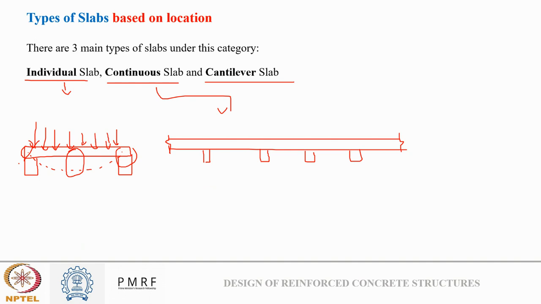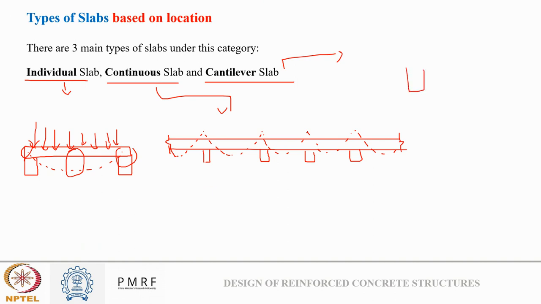Now how is this different from individual slab? Here, apart from deflection in the middle, there can be movement also near the support. So we need to take into account both positive and negative deflection. That's why we need to provide reinforcement on both the tension and compression side based on the sign of the moment.